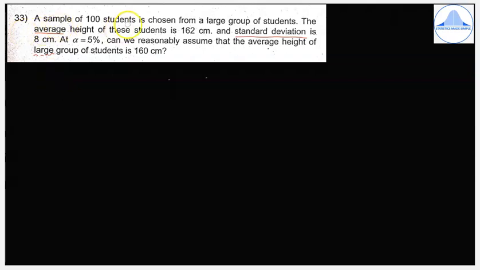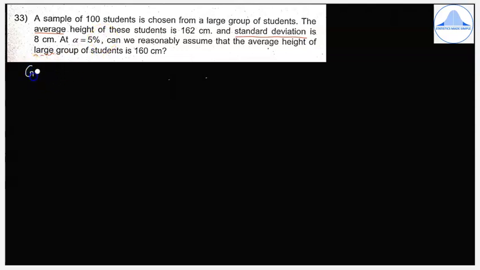33rd question. A sample of 100 students is chosen from a large group of students. The average height of these students is 162 centimeters and standard deviation is 8 centimeters. At alpha equal to 5%, can it be reasonably assumed that the average height of the large group of students is 160 centimeters? This question has the word average and standard deviation, and it is based on only one sample from a large group. So the problem is based on test for single mean for large samples.